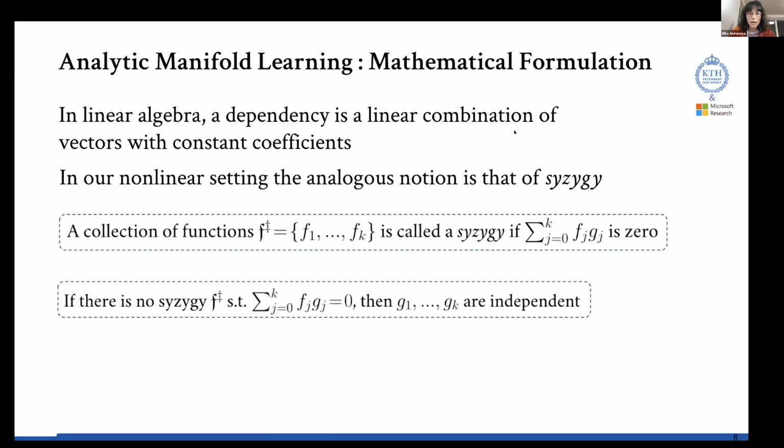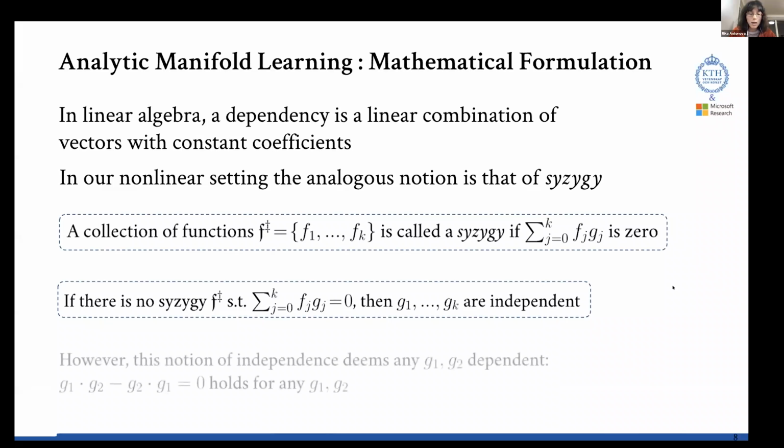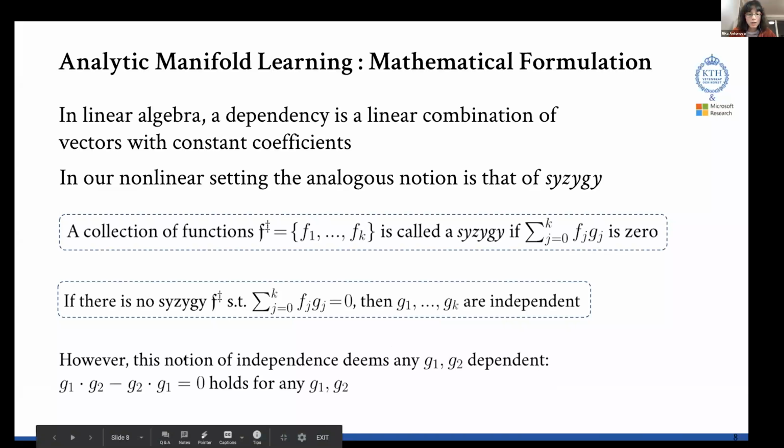So you can see an analogy with the linear case right away. And this is a definition that already exists in another part of math, so we're very happy. But you can also quickly spot that this notion of independence would deem any two relations dependent. That's because, in a sense, it is a little bit too flexible. Our functional coefficients are of the same format as these relations g, so we can pick the functional coefficients in such a way that for any g1 and g2, we can always make the sum zero. And so we would say that they're always dependent. That means this is not very useful for us.